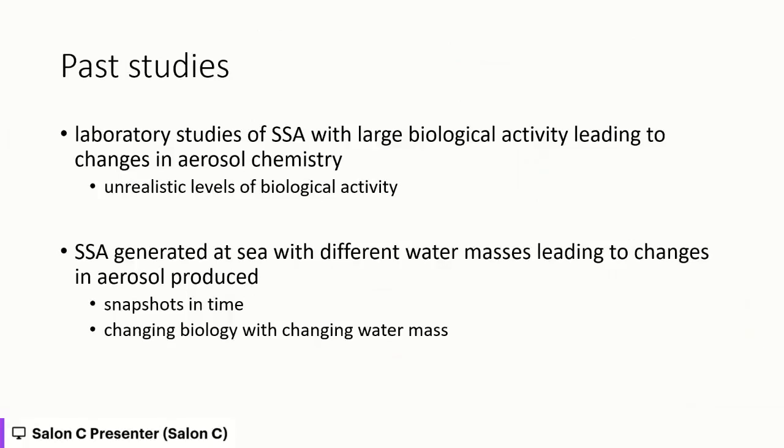Another way that people try to study this is on ship cruises, where they go to different places, different water masses, take water from the ocean, and then generate particles artificially on the ship, or over the side of the ship, and then try to see differences. But that's also tricky because you really get a snapshot in time. And even if you were to go back, you're seeing different water masses with different biology and chemistry. And so it's really hard to attribute differences in what you're seeing to the water properties itself.